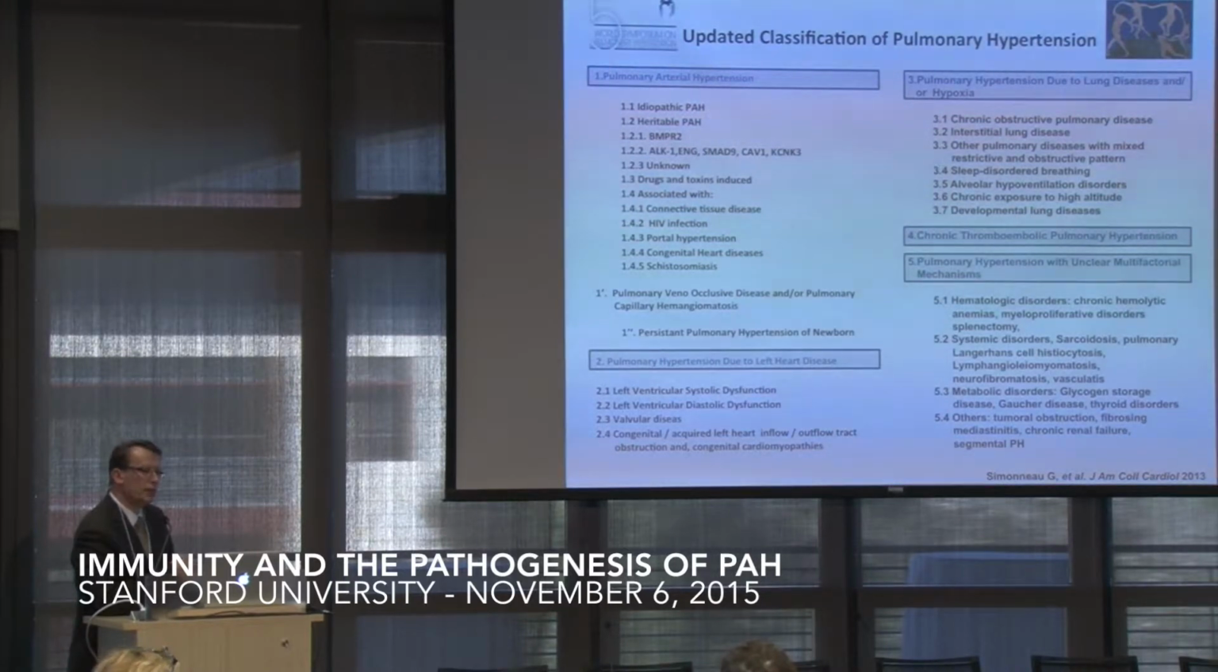And in my clinic, for example, half of the patients have idiopathic, heritable, or drug-induced PAH, and 20% have connective tissue disease associated PAH. In addition, you have inflammatory and infectious conditions like HIV, portal hypertension, or schistosomiasis, which are associated with PAH. There is a very strong flavor of inflammation and immunity in PAH.